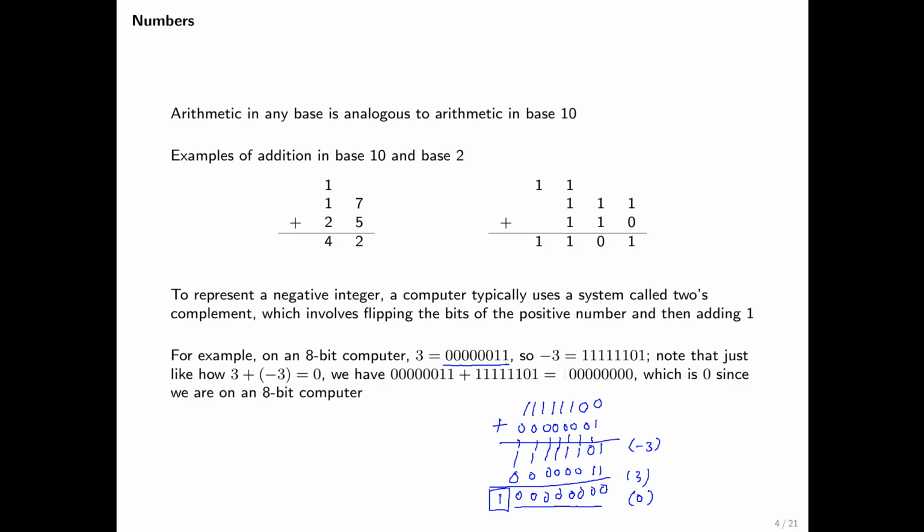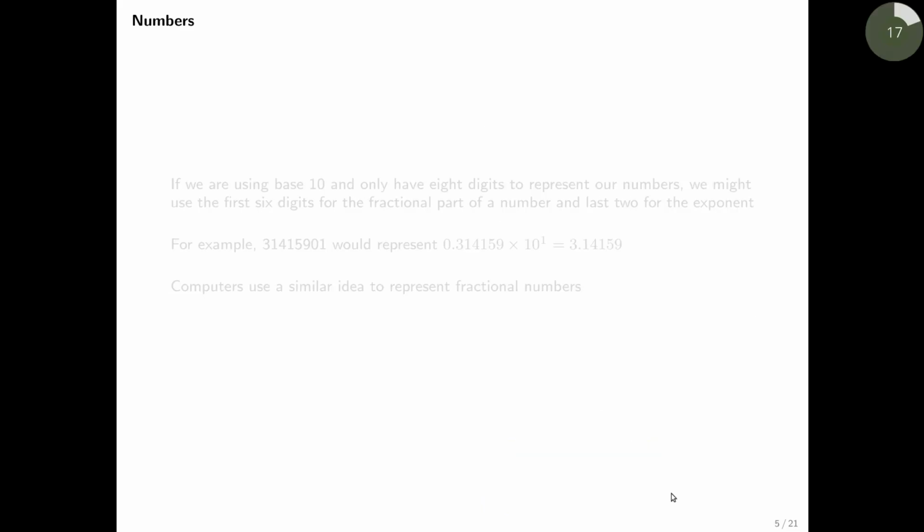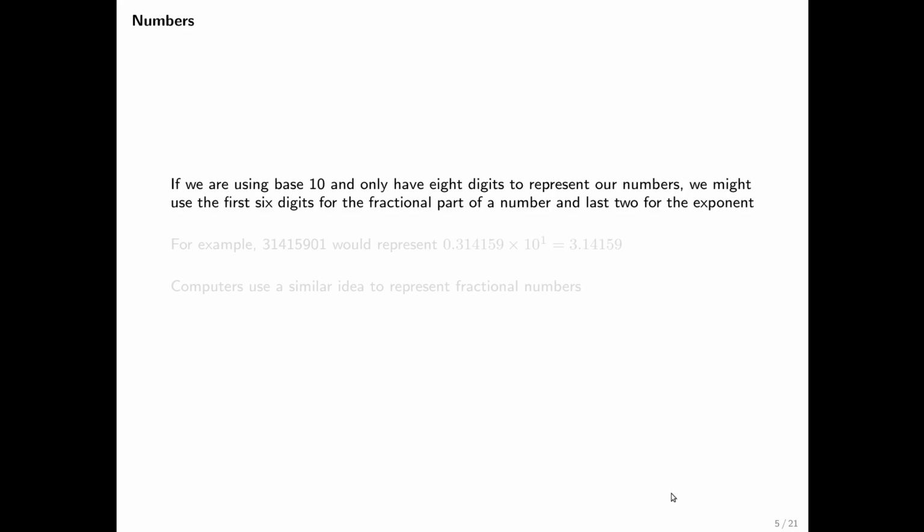So now we know how to represent an integer, positive and negative, in binary. Now, let's talk about representing real numbers. What if we want to represent pi on a computer? Well, for that, we establish a convention. So let's say we use base 10, and let's say we only have 8 digits to represent our numbers. So we can come up with a convention that says the first 6 digits out of the 8 digits is for the fractional part of the number, and the remaining 2 digits is for the exponent. That's a convention that we fix.